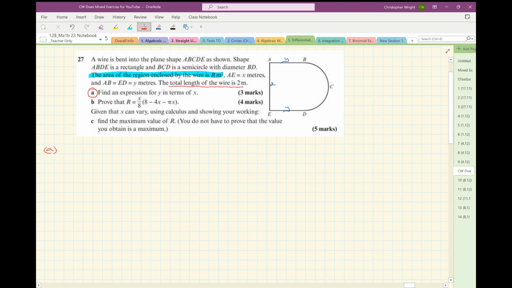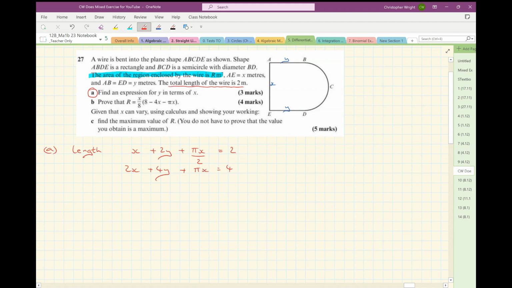Well, I know that the total length of the wire is 2 meters. So I'm going to write down an expression for the total length of the wire in terms of x and y and set that equal to 2. So the length of the wire is going to be x plus 2y plus the length of the semicircle. Well, that's going to be pi d over 2, isn't it? So that's pi times x, over 2. So that's the length of the wire, and I know that that has to equal 2 meters. Right, let's simplify that. Multiply everything by 2.